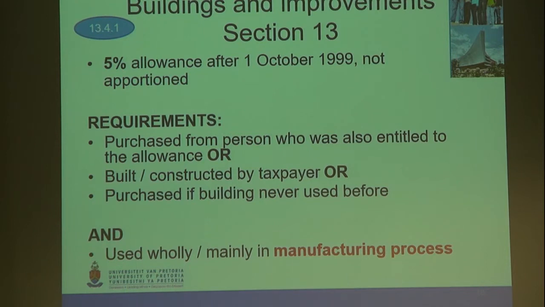Now firstly, what are we speaking about? We're speaking about a manufacturing building, somewhere where we are manufacturing. So we've already spoken about manufacturing and what it is. It's the building in which this happens. This section has been around for a really long time, but in 1999, it changed to 5%, and it hasn't changed since then.